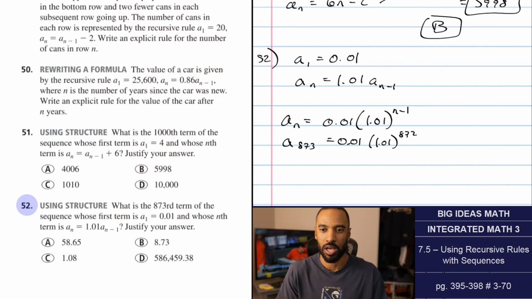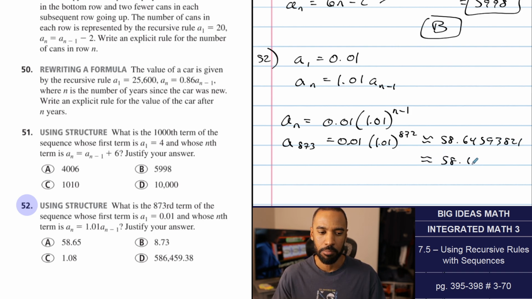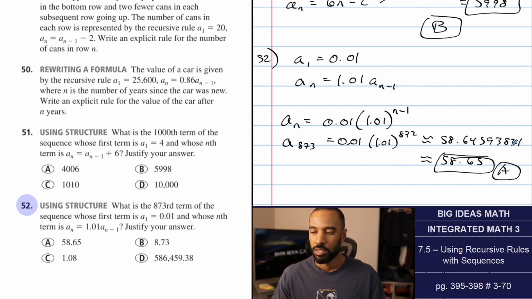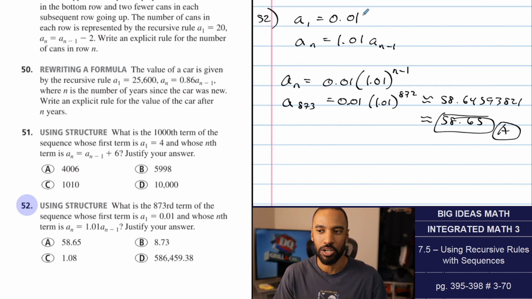So I'm going to write a lot of what that number says. 58.6459381, which is about 58.65. That's going to be A as an answer. So it's increasing very slowly over time. You get a 1% increase.